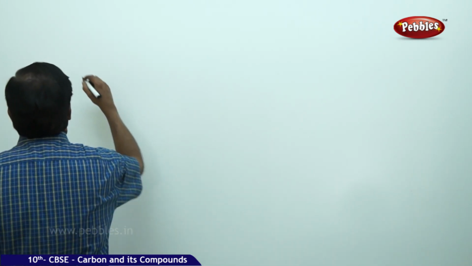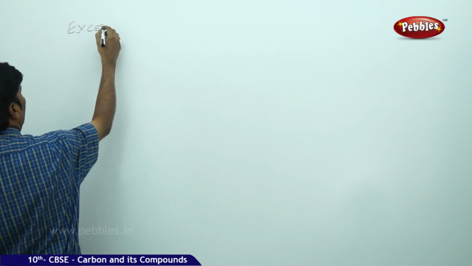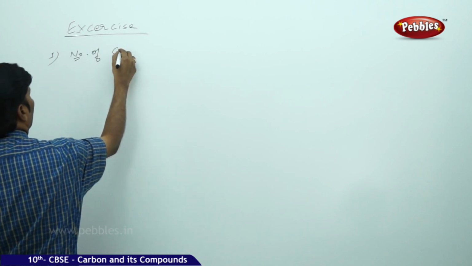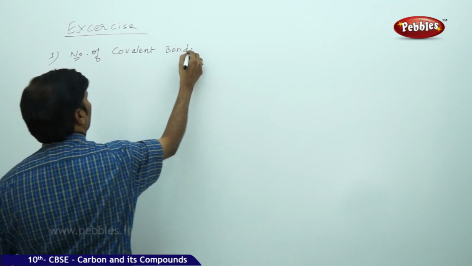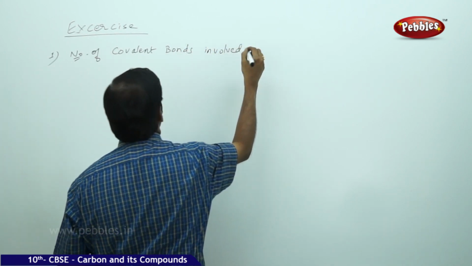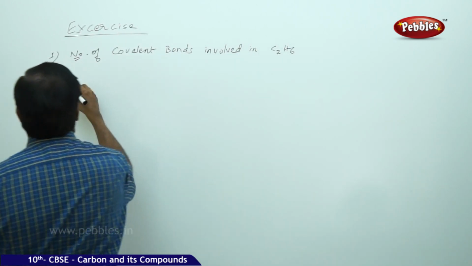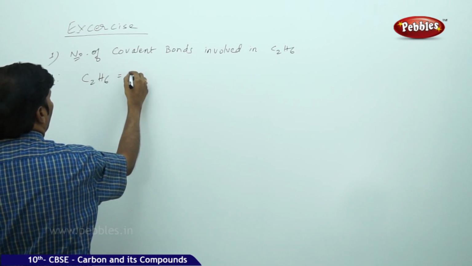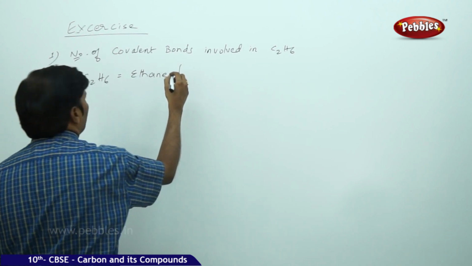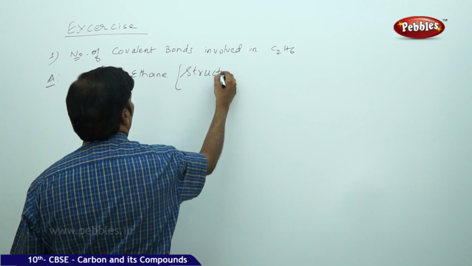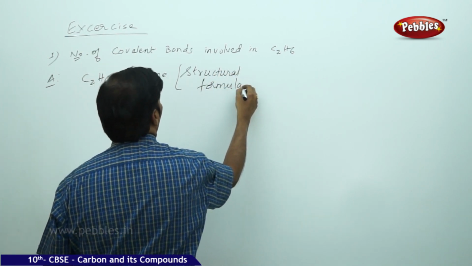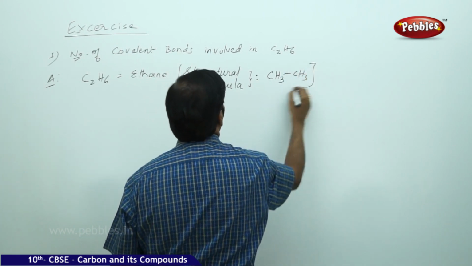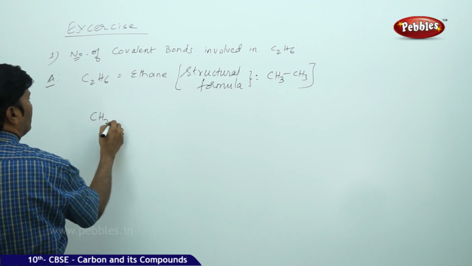So the next part of the discussion is, let us have some exercise. First question, number of covalent bonds involved in C2H6. So the molecular formula C2H6 is of the compound ethane. Because it is ethane, we can show the structural formula. We can take it in the form of the condensed structure, CH3 single bond CH3.